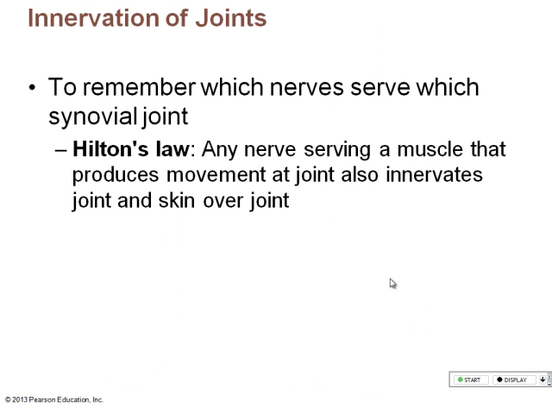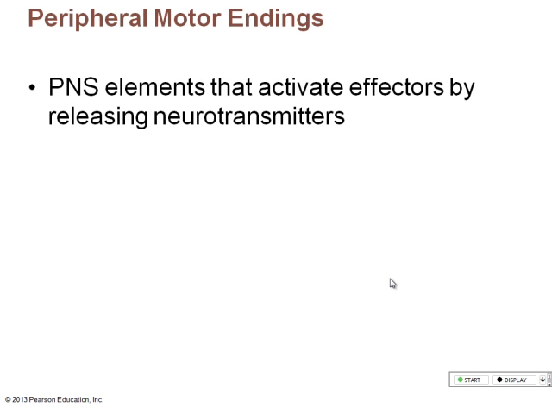So, which nerves serve which synovial joints? To remember this, we remember Hilton's law. Any nerve serving a muscle that produces a movement at the joint also innervates the joint and the skin over the joint. Peripheral nervous system.